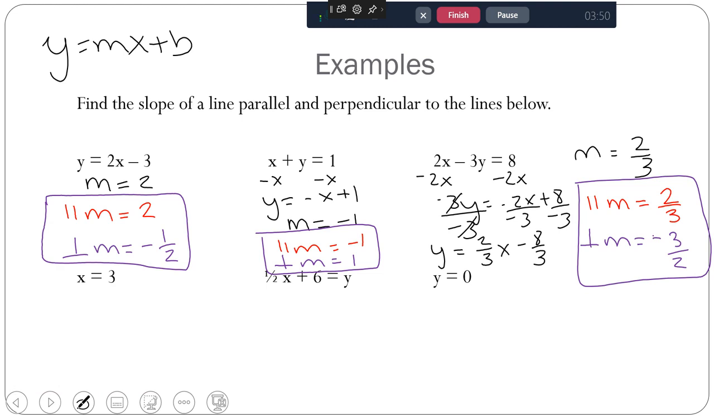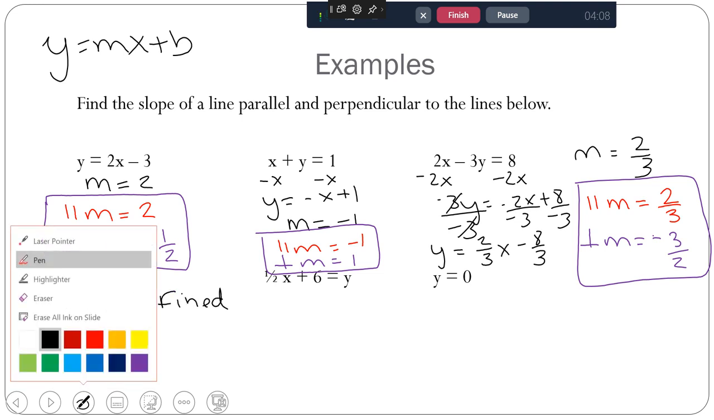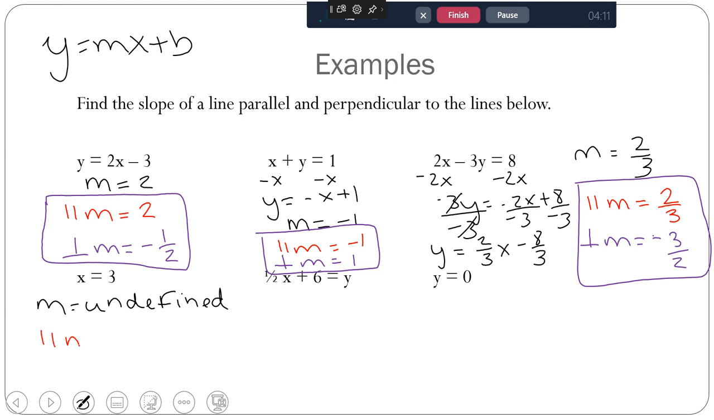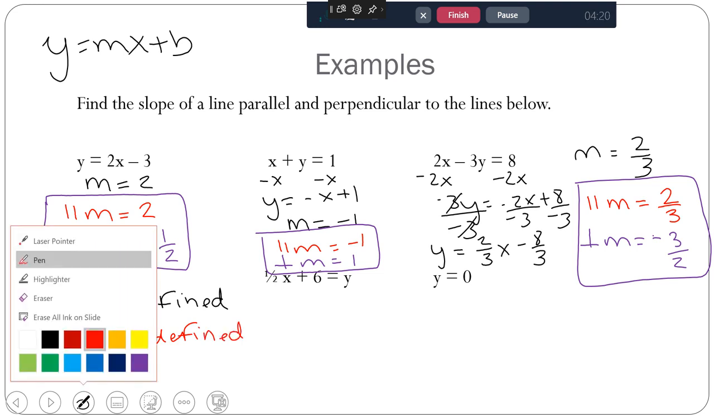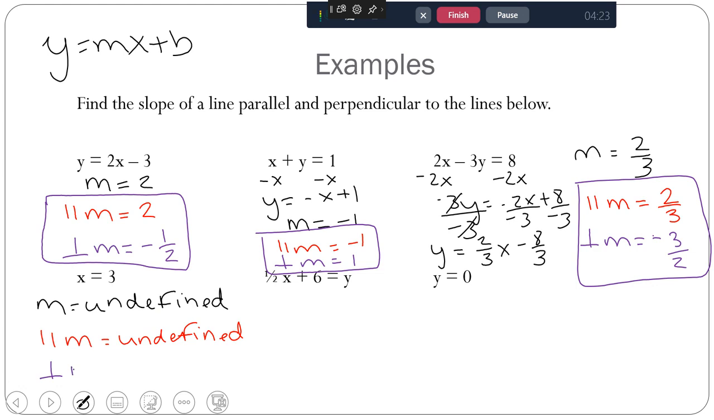Okay, this next one, we have a special case. When we have x equals a number, that is a vertical line, and the slope of a vertical line is undefined. So that means that my parallel slope is also undefined. The perpendicular of undefined is 0. So my parallel slope is undefined and my perpendicular is 0.